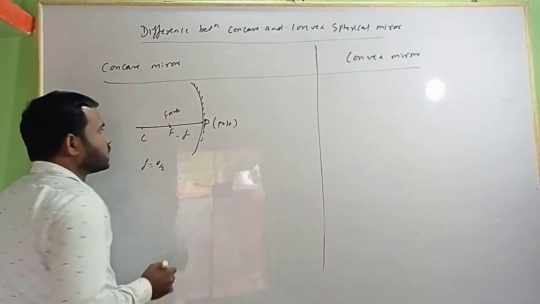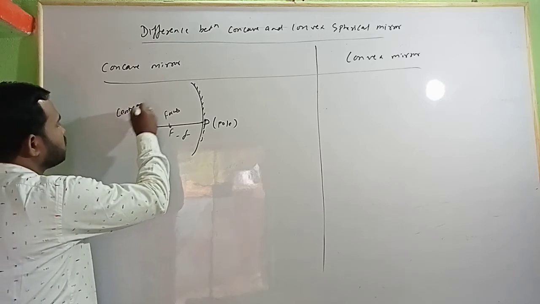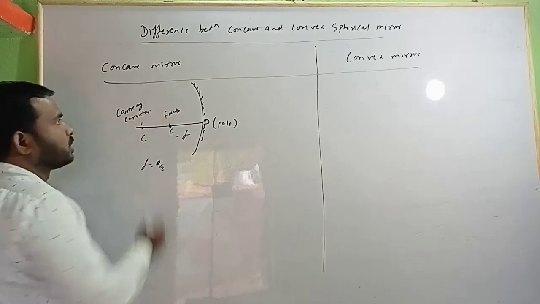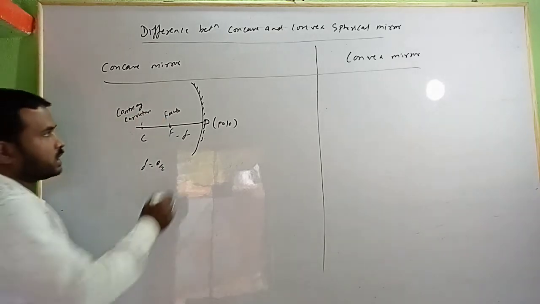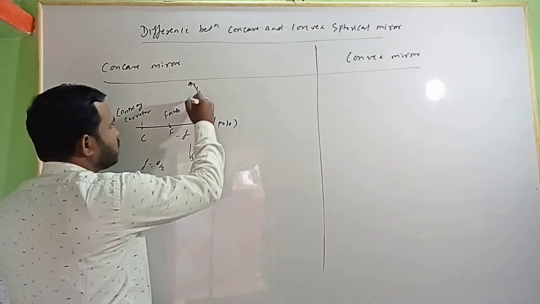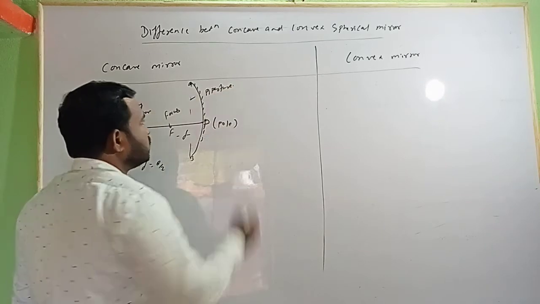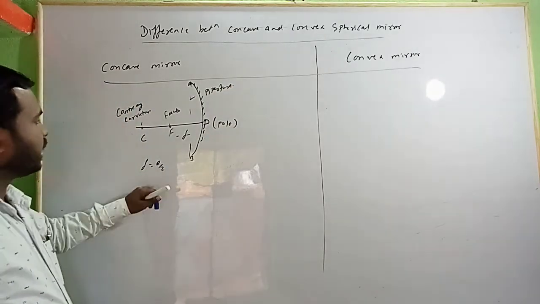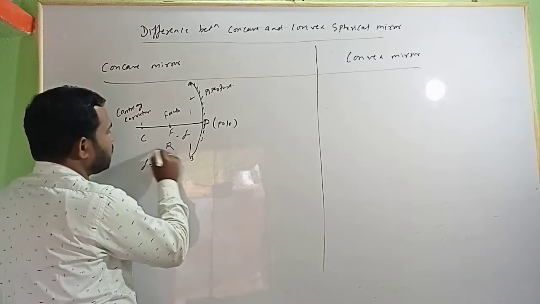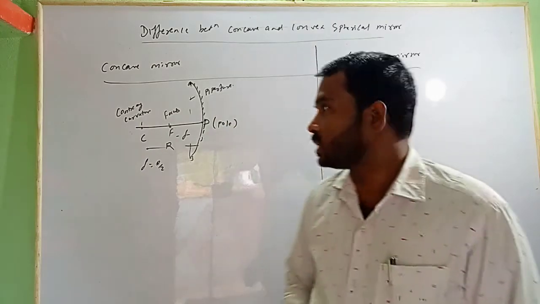This is the focus, and this is the center of curvature. Already we have discussed, and this is A and this is B. If you assume this, it is called the aperture. So we have proved this formula, and this distance is called the radius of curvature R. R is the radius of curvature.